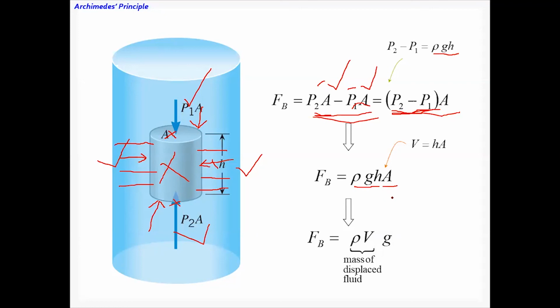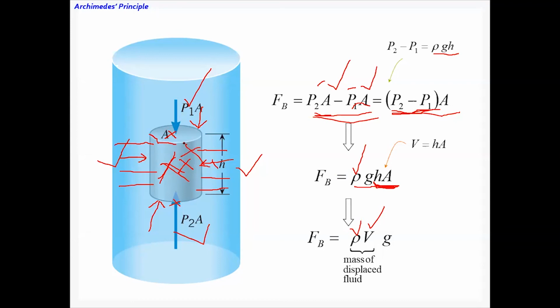So can I call this A and H? What is A times H? If you multiply A and H, what do you get? Area times height. Volume, right? So that's what I did. Rho, G, and volume. Rho is the density of water. That's why density of water times V is the volume of this guy. That's what I meant. Volume of this guy which is inside the water.